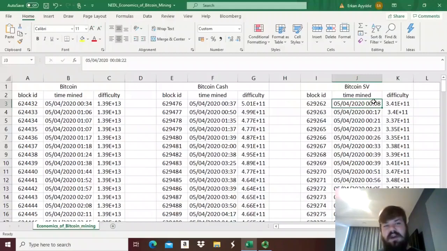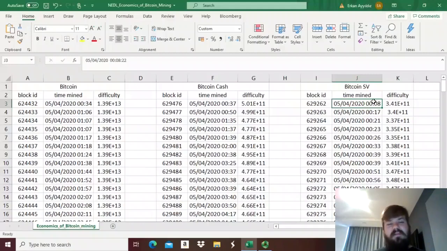Because, well, how would you know how many miners all over the world dedicate their computational power to solving those cryptographic hash functions for each of those blockchains? It's not publicly available. But what we can do is estimate, at least roughly, what the hash rate is by looking at how much time it takes, on average, to solve those cryptographic hash functions.